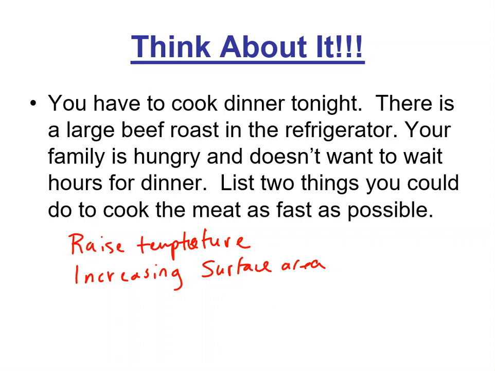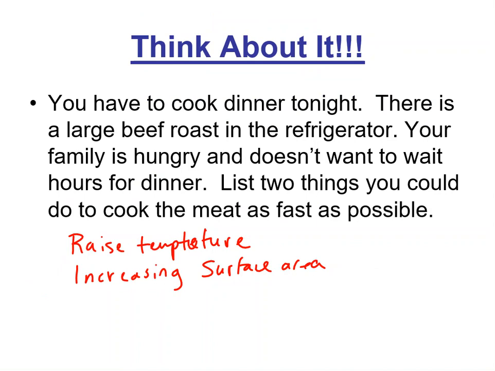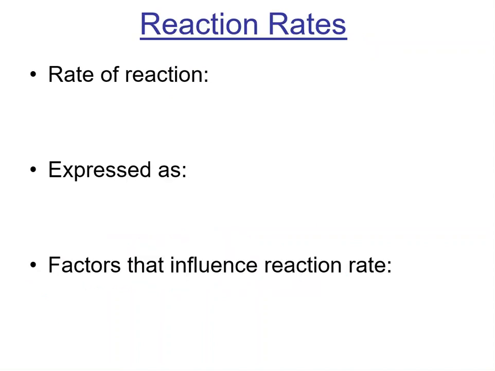So these are just 2 of the 4 things we can do to make a reaction rate go faster. Now, cooking is just a chemical reaction. If you want to make cooking faster, you're making a chemical reaction faster. So these 2 things are things we can do. All right, so let's talk about why rates of reaction are different.